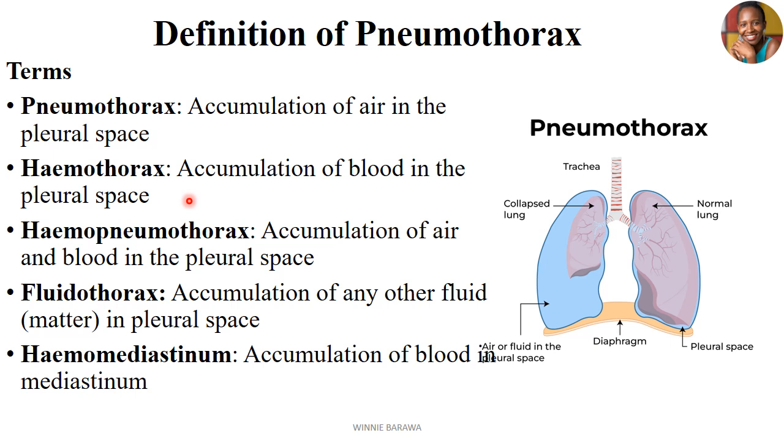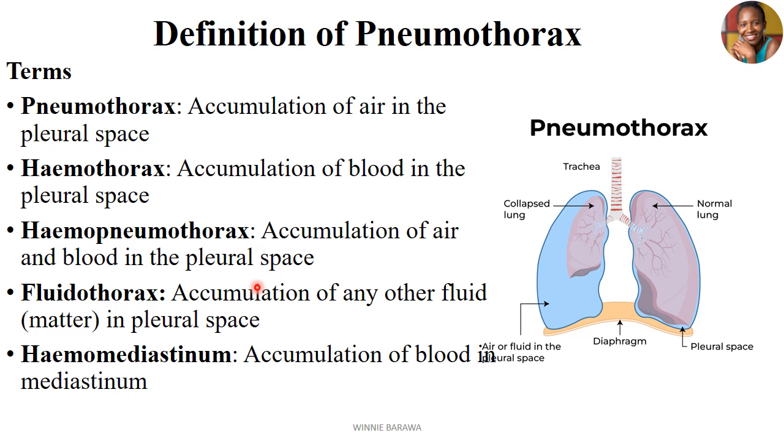The other term we have is hemothorax, which by definition is accumulation of blood in the pleural space. So in the instances where the pleural space is occupied with blood, we shall no longer describe that as pneumothorax, but rather we shall call it hemothorax. But you can have a state of hemopneumothorax, which is accumulation of both air and blood in the pleural space.